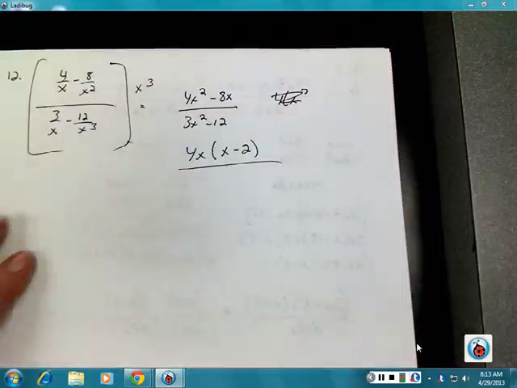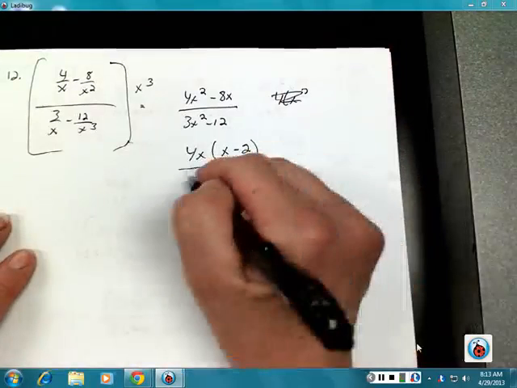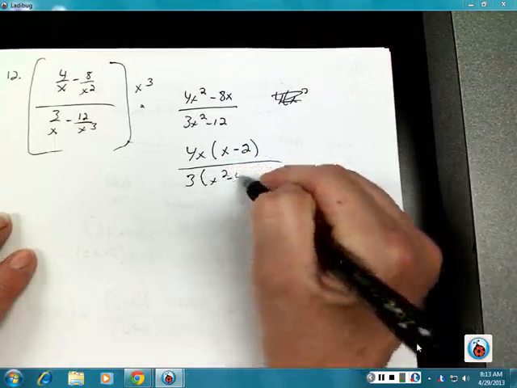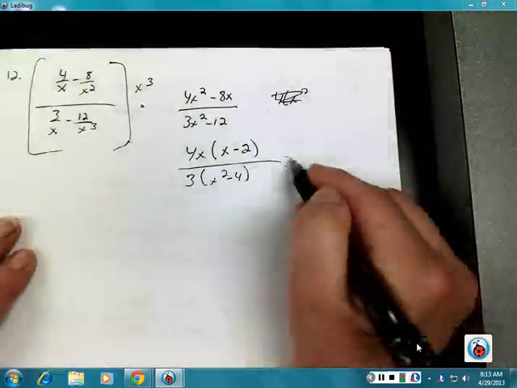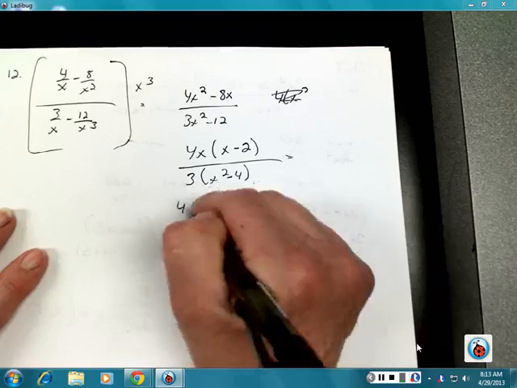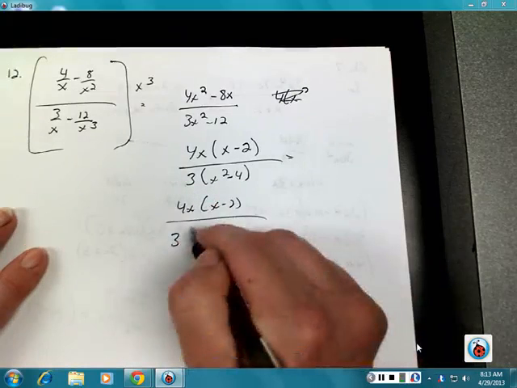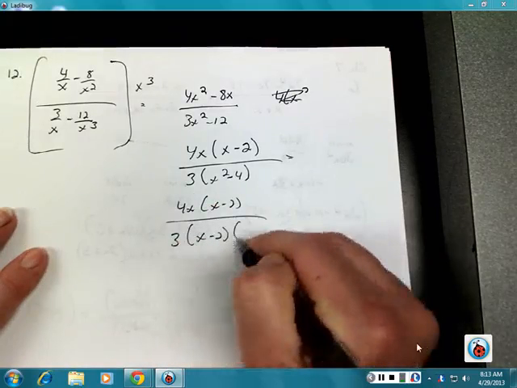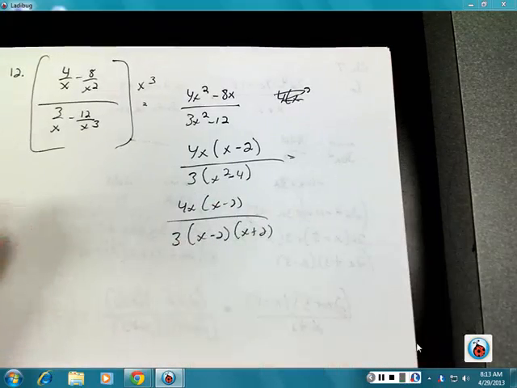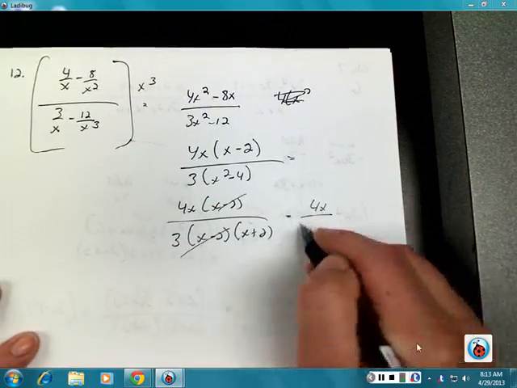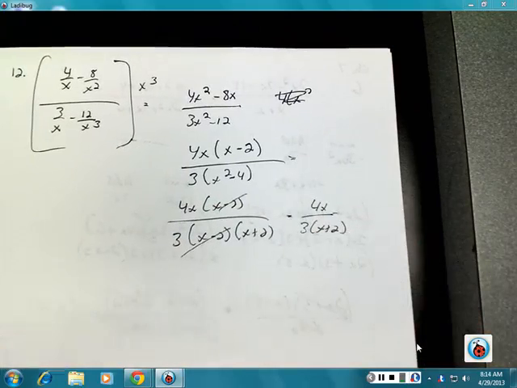And in the bottom, I can factor out a 3, and that leaves me with x squared minus 4, but x squared minus 4 is factorable besides. So I have 4x on x minus 2. The bottom, I have 3 times x minus 2 and x plus 2. So then I want to see what cancels. Does anything cancel? Yep, the x minus 2's cancel. So I'm left with 4x over 3 times x plus 2.